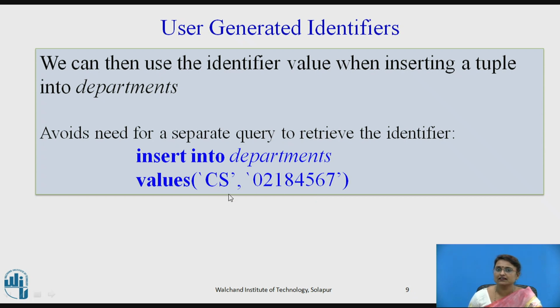So whenever we are inserting the values into departments, we are writing simply value and whatever the identifier is there, that we are specifying. Earlier what we have done, we have taken the select query, we have taken the reference from another table and we have referred. But here we have generated that reference. The user-generated identifier value we are giving here.